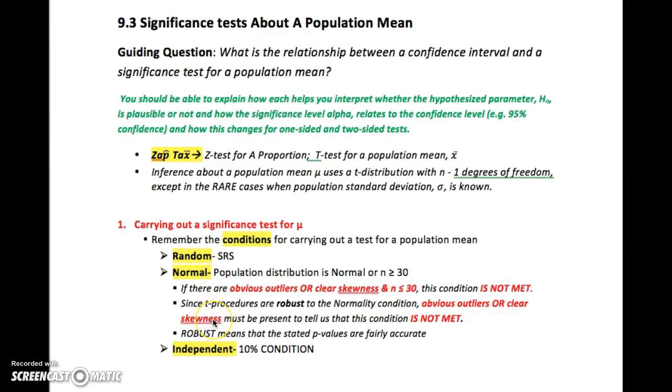Remember the normal condition? If the population is normal, or we have a sample size greater than or equal to 30, then we're fine. The sampling distribution should be approximately normal. If not, we have to look to see if it's roughly symmetrical with no outliers, and then this condition is still met, and we call that being robust, meaning the approximations are still accurate, even though we don't have it as normal as it would be with a sample size over 30. And for independence, we have to make sure we don't sample more than 10% of the population.